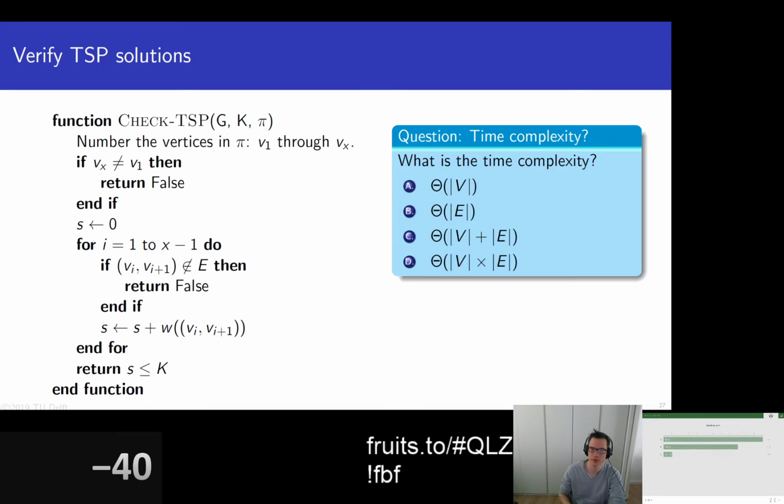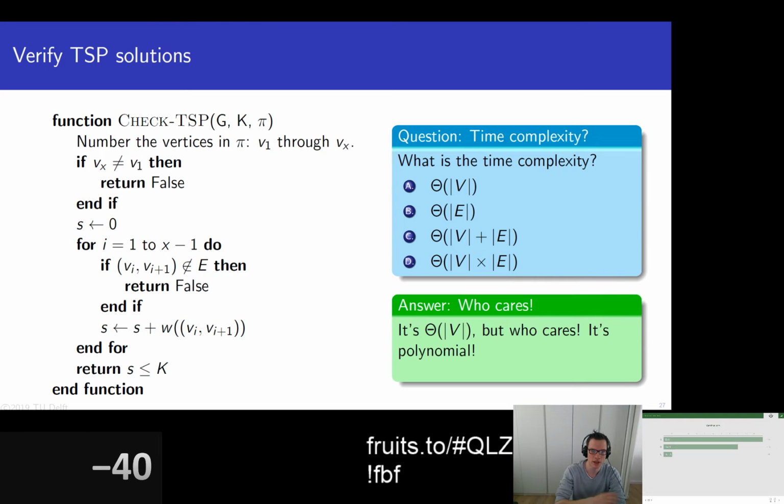I'm going to skip this question, just show you the answer. We can do it in linear time. Great, I don't care. It's in polynomial time. And the question we ask, so TSP is therefore in NP, right? We can verify a solution in polynomial time.